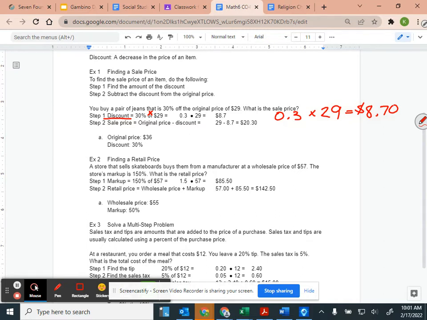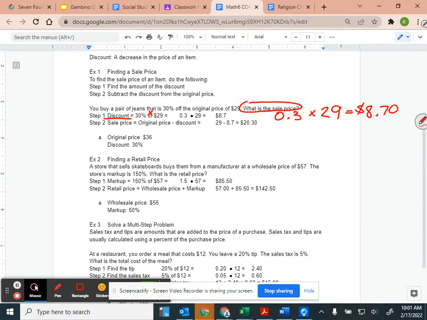So we know the discount is $8.70. The question is, what is the sale price? Not asking what the discount is. Okay? We want to know how much those jeans cost. Mom only has so much money. How much can I put towards these jeans? Taking some of my money. Nick, what do I do?